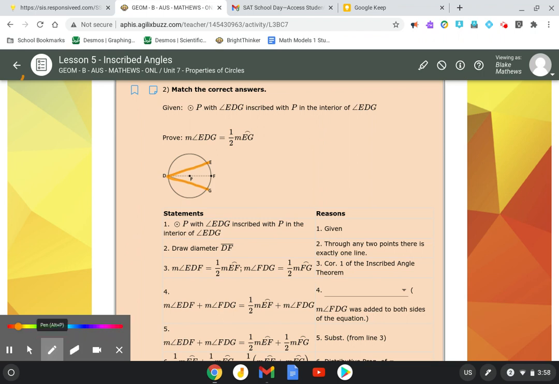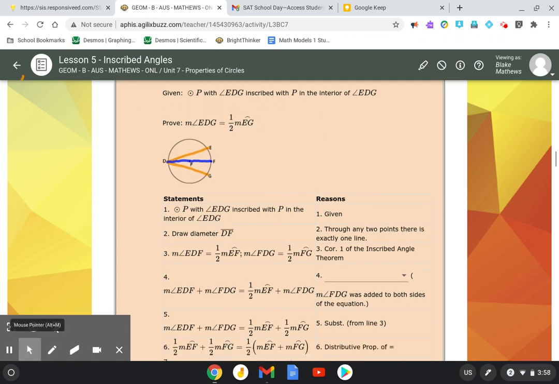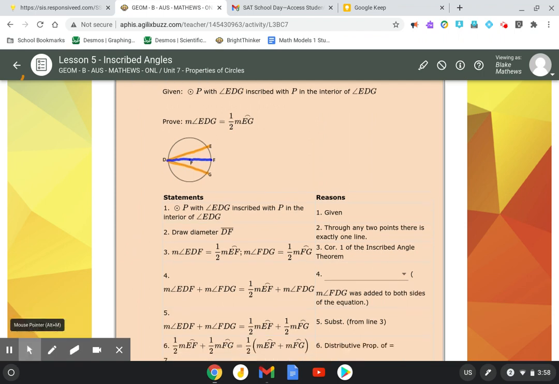And then they've drawn diameter DF going through point P. And then they've started by saying the measure of the angle is half the measure of the arc. The measure of this angle is half the measure of this arc. So how do we know that the measure of EDG is half the measure of EG?